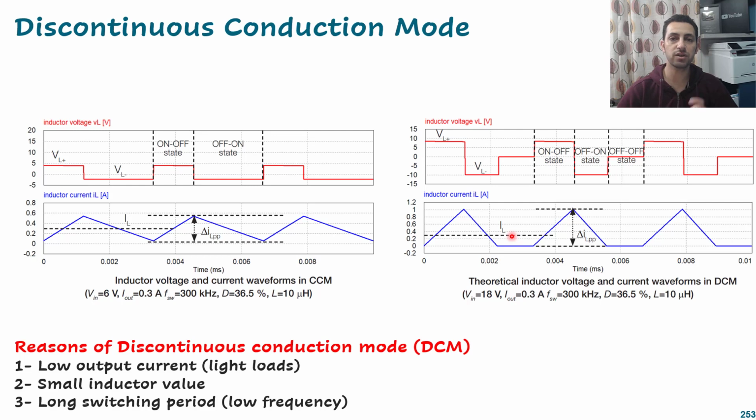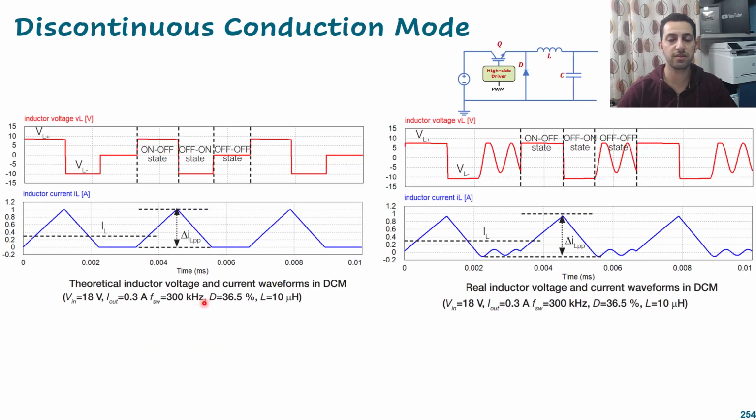The inductor is so small that it doesn't maintain the continuous conduction mode during charging and discharging. So it charges very fast and discharges very fast, and this will make the current disappear before the next instant of charging. Sometimes, if you have a very long switching period, it will discharge before the next charging instant comes to charge it again.